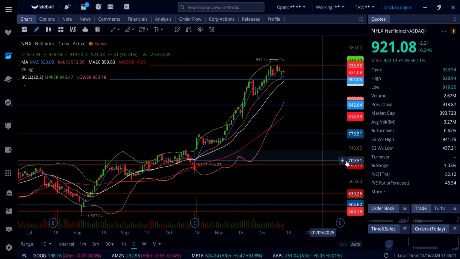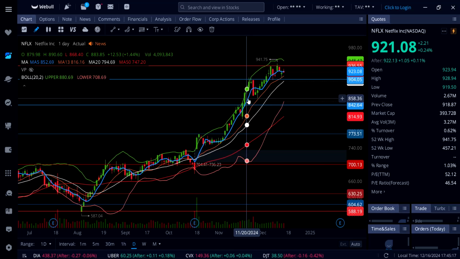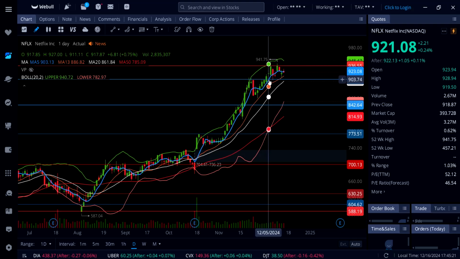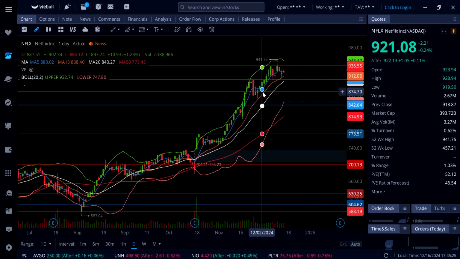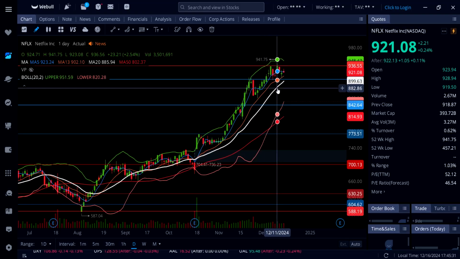So Netflix is up 0.24%, kind of going flat. But if you look at my screen, it actually came down to 919, went back up, and now it's trading slightly under the 923 5-day moving average. Now, if this thing remains under 923, there will be support at 912, and then right here at 904, and then flat 900, the 20-day moving average.